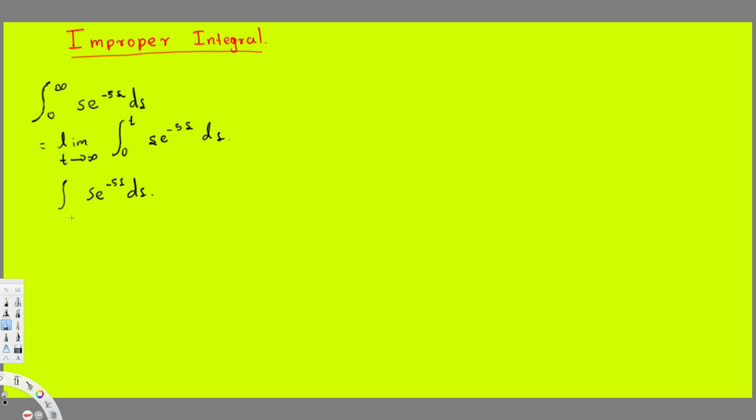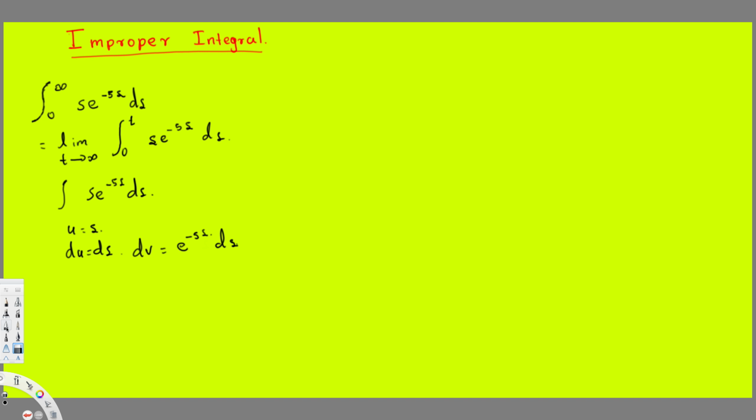Now I have to pick a u and a dv value. Usually we pick as u the one that is easy to find the derivative of, right? So if I take u as s, that's easy. The derivative of this one is going to be just ds, and the rest of them is going to be my dv. So dv is going to be e power minus 5 s ds.